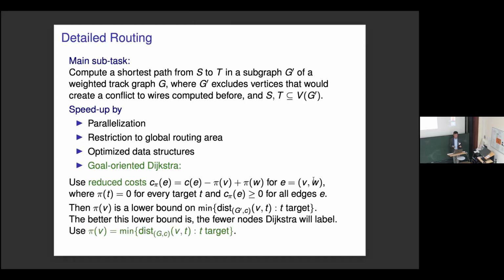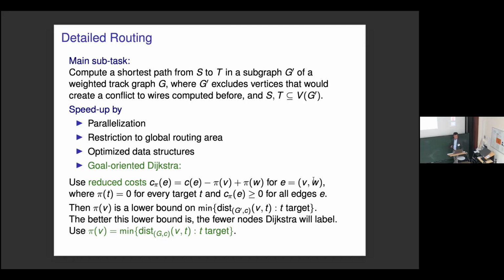So instead of using the actual costs, we use reduced costs by some feasible potential. And if you use that to be a good lower bound on the distance to the target, then this speeds up the Dijkstra algorithm. You label much fewer nodes. So the question is, what would be a good estimate to the target? That leads, of course, to non-negative reduced costs also.